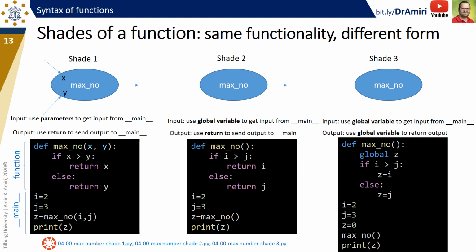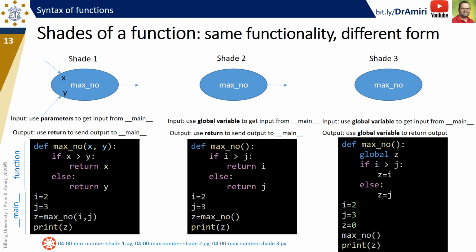The first one is already known to you. We use parameters to get input from the main body, the main program, the dunder main, and we use return to send output to dunder main.